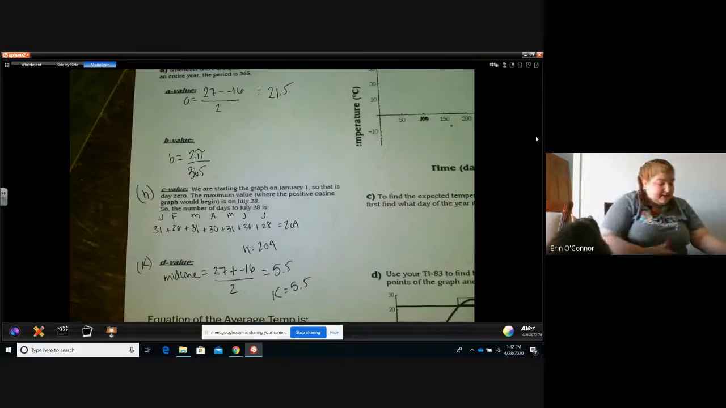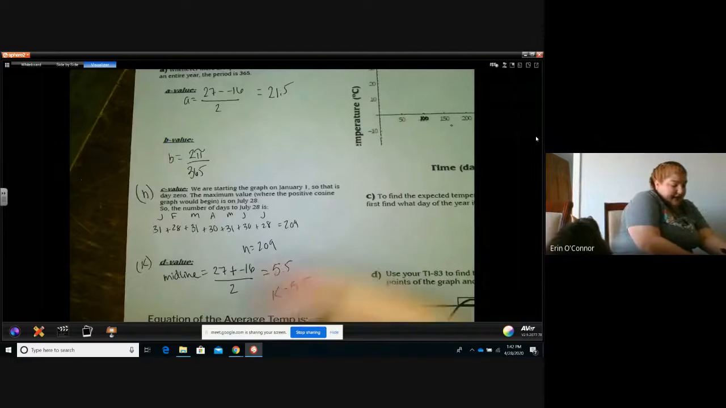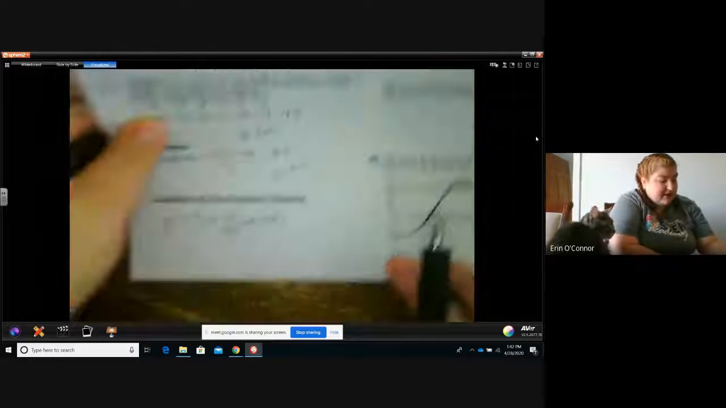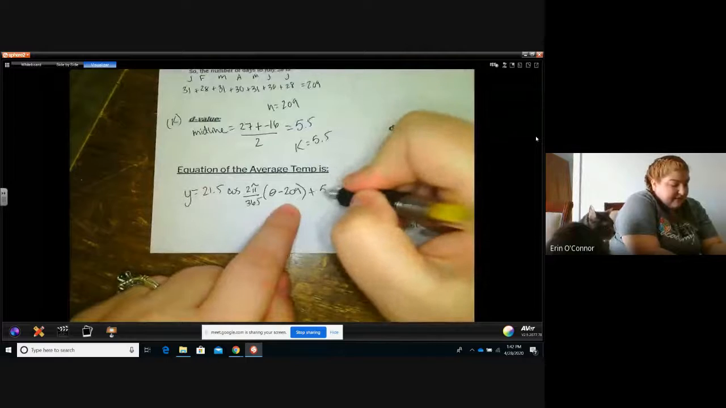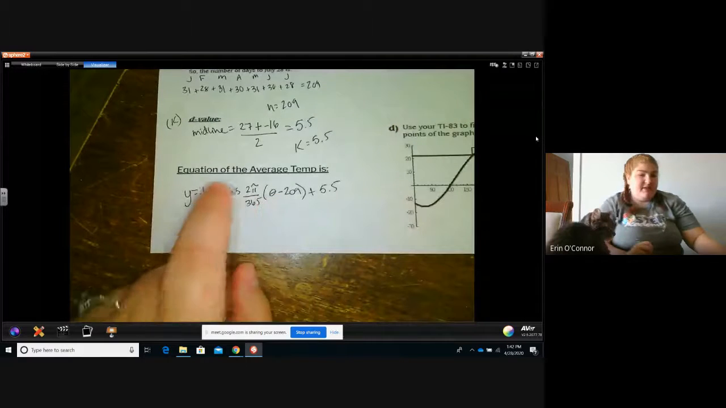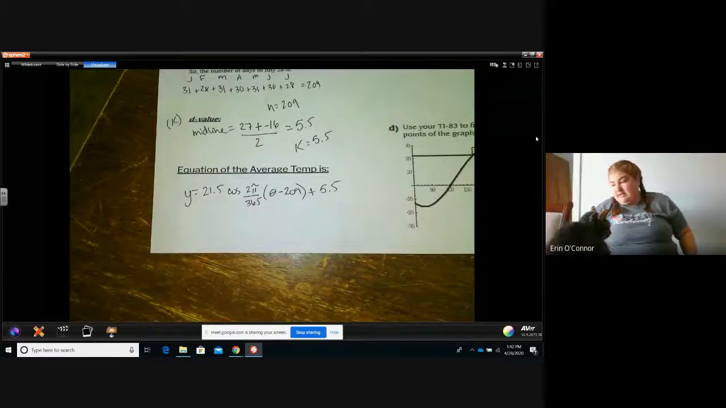Now, we're going to write this as y equals our A, 21.5. It's a cosine function. So cosine, and then our B, 2 pi over 365. Theta minus 209. You write the theta and the minus 209 together in parentheses, plus our K, 5.5. But this 2 pi over 365 does stay out of the parentheses.